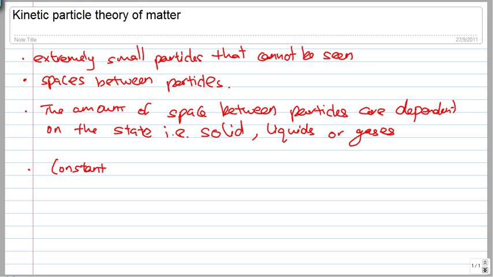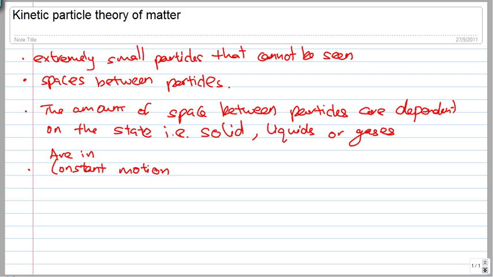The last assumption is that all particles of matter are in constant motion. Let's just put it in constant motion. So they are in constant motion. Let us look at the particulate models of matter.